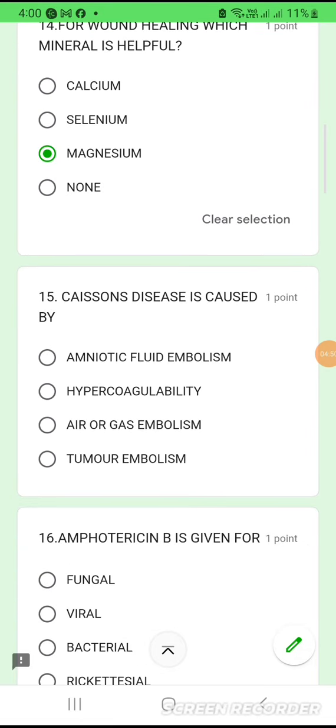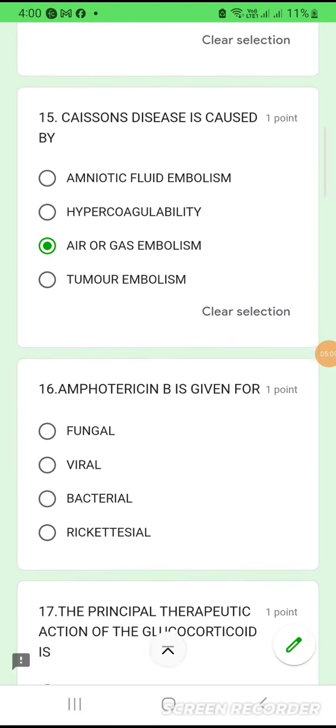Okay. Coming on to the 15th question, Caisson's disease is caused by amniotic fluid embolism, hypercoagulability, air or gas embolism, tumor embolism. So it is an easy answer. Caisson's, remember air, Ca, air. Okay, air or gas embolism. Option is C.